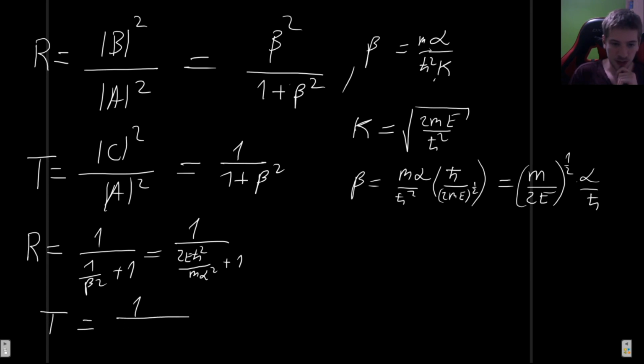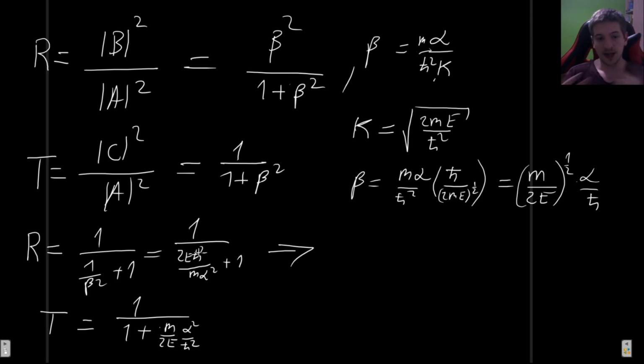Let us now see the same, but with the coefficient of transmission. If we do that, we get 1 divided by 1 plus, and now beta squared is the same, m divided by 2e alpha squared h bar squared. So what does this tell us? We are going to see that the coefficient of reflection is going to be smaller when the energy of our particle is larger. And that makes sense because if the particle has more energy, it will be easier to get across the potential that we are scattering from. It's going to be more likely to transmit, which is actually what we see in the second case. Here, the higher the energy, the higher the probability of transmission.